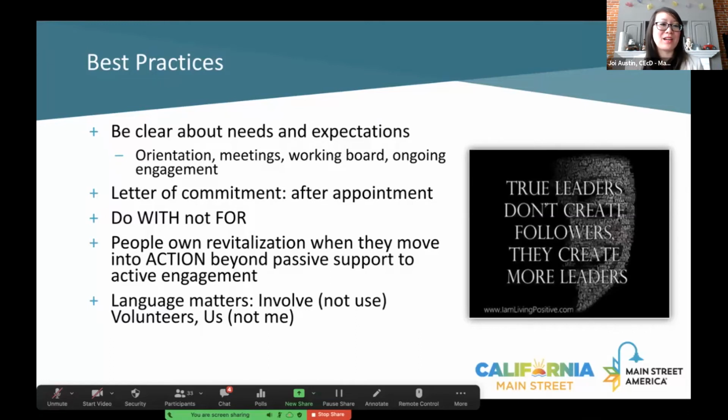And then make it something where they know that they're going beyond just sitting and being passive on that board. They're really there for action. They're really there to be engaged.